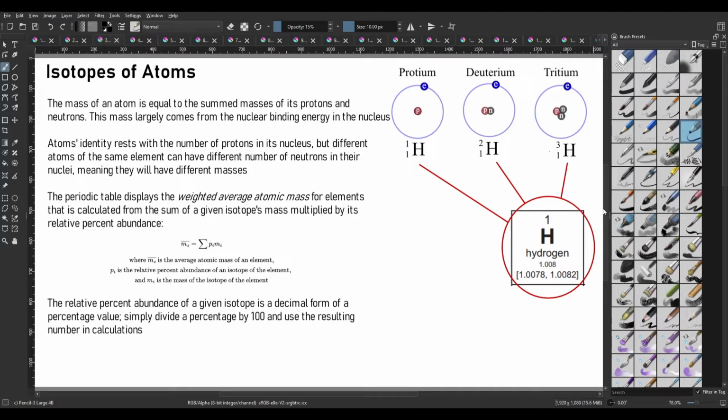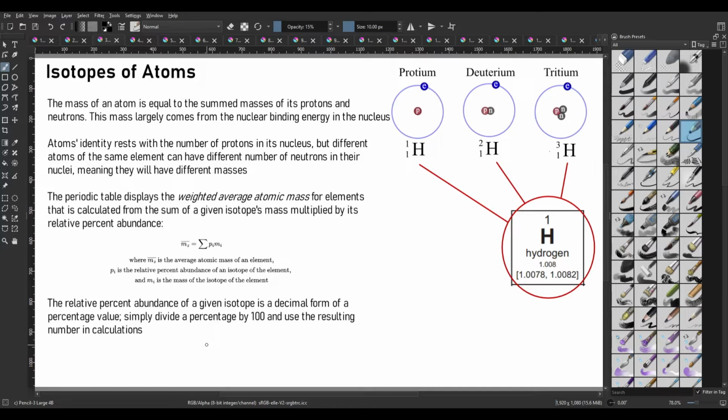An atom's identity rests with the number of protons in its nucleus, but different atoms of the same element can have different numbers of neutrons in their nuclei, meaning they will have different masses, and that's something we just said. And the periodic table displays the weighted average atomic mass for elements. It is calculated from the sum of a given isotope's mass multiplied by its relative percent abundance, and then we have this LaTeX equation down here that I put in.